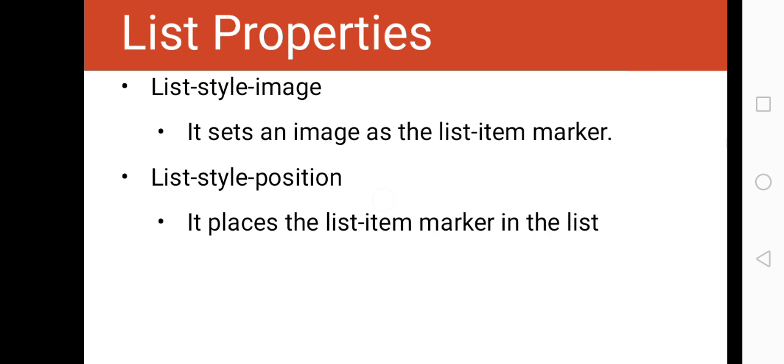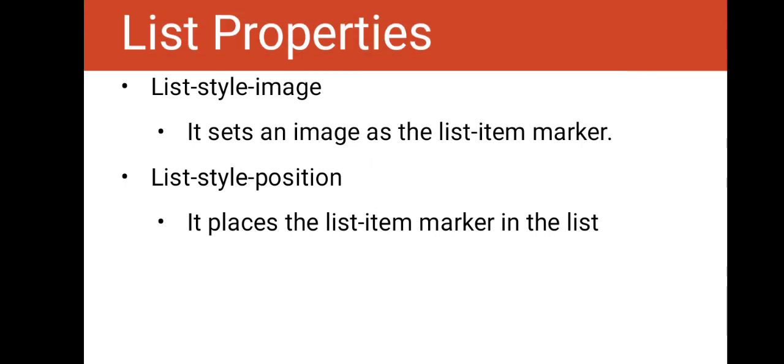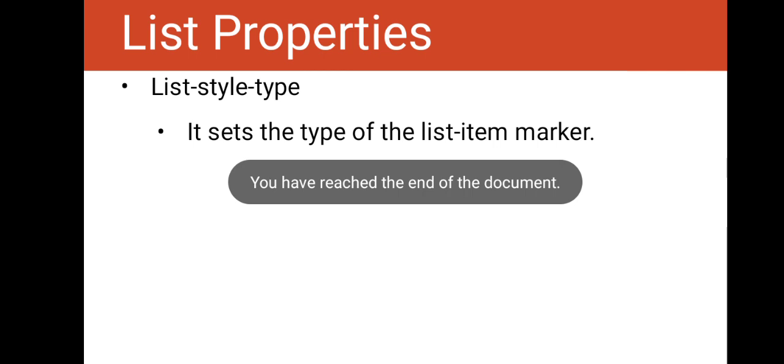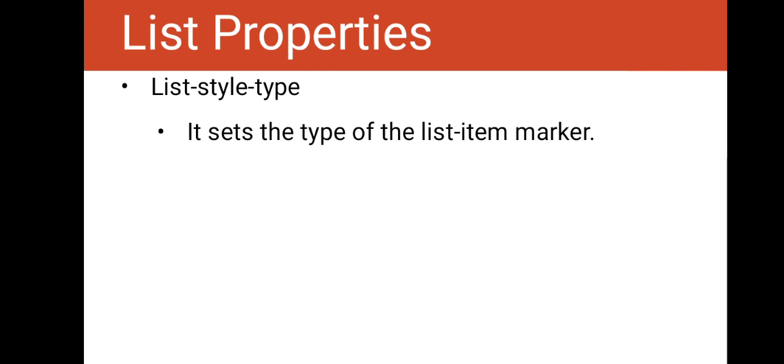And I assume this is the last one, the list properties. The first one is list style image. List style image is a command that sets an image as the list item marker. The second one is list style position, which places the list item marker in the list. And list style type sets the type of the list item marker. Those are the list properties. And that is the end of our presentation.